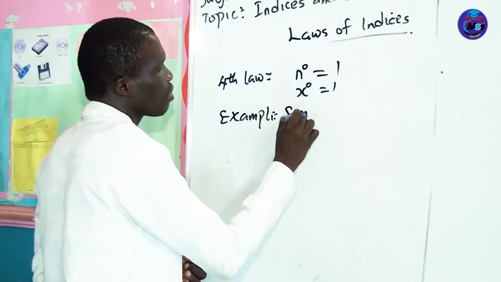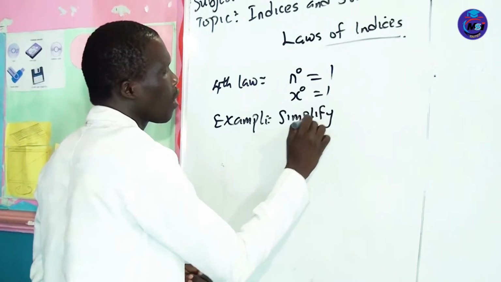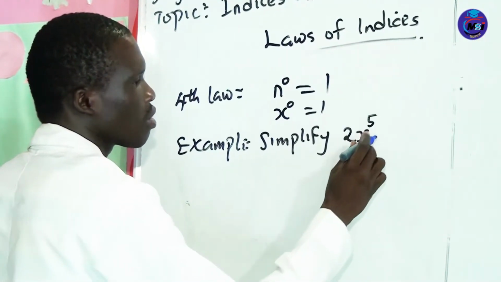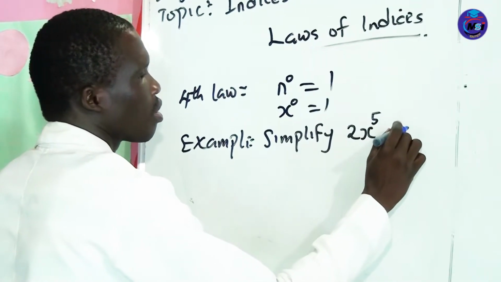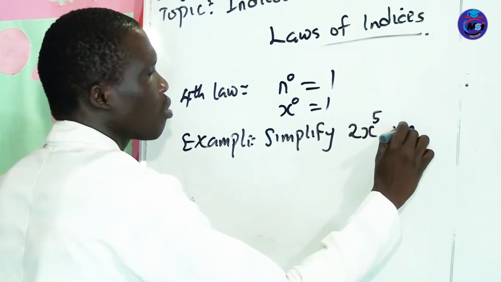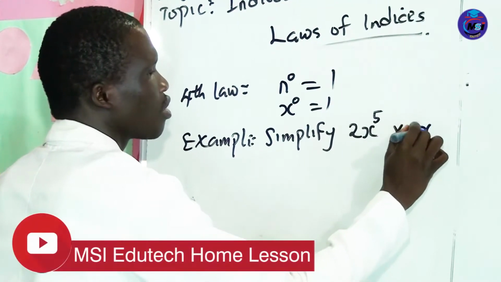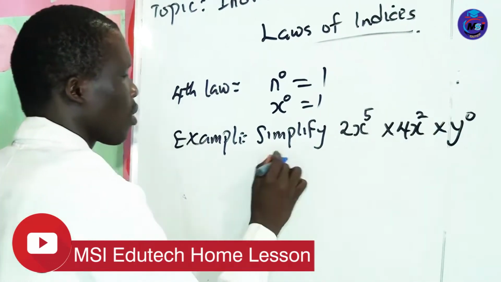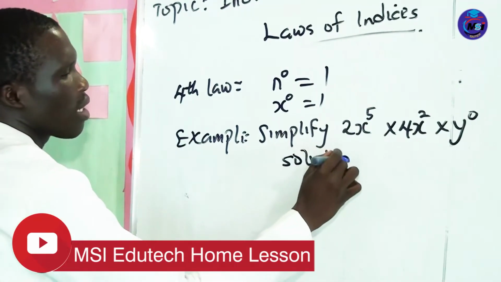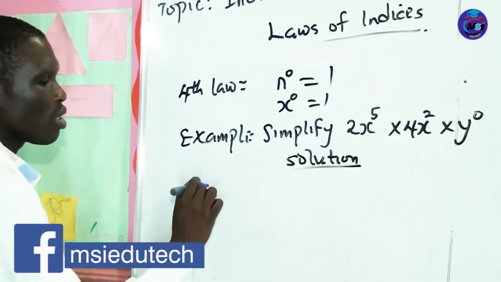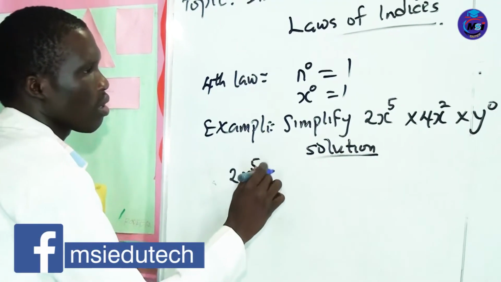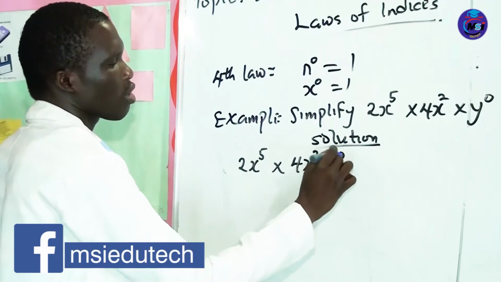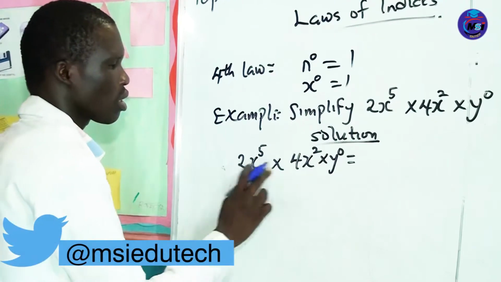Let's say simplify 2x raised to power 5 multiply by 4x raised to power 2 times y raised to power 0. Okay, now let's see how to apply this law here. This one will simply give us 2x raised to power 5 times 4x raised to power 2 times y raised to power 0 equals to this.